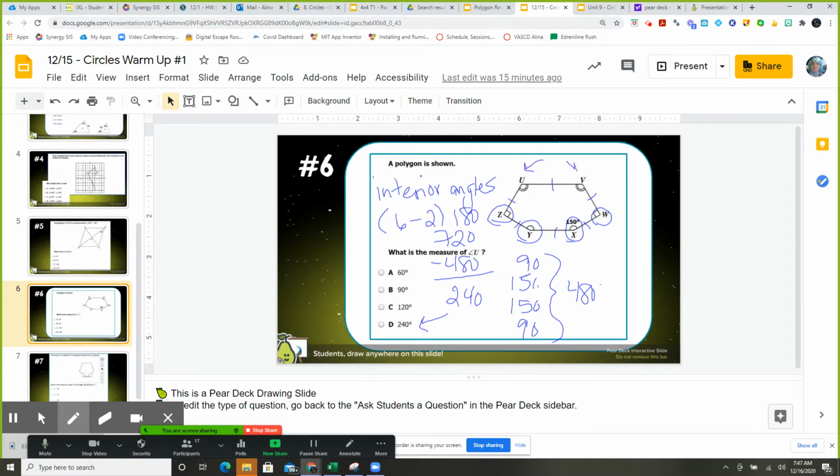Divide it by 2. Why do you divide it by 2? Because there's 2 different angles. Aha, so the U and the Y are sharing that 240, right? So I've got to divide by 2. And when you divide by 2, you get 120.